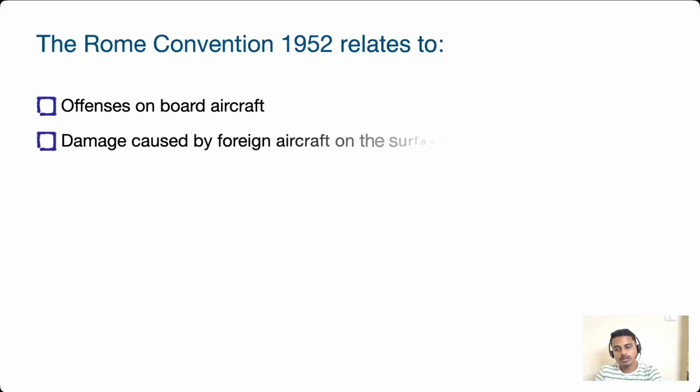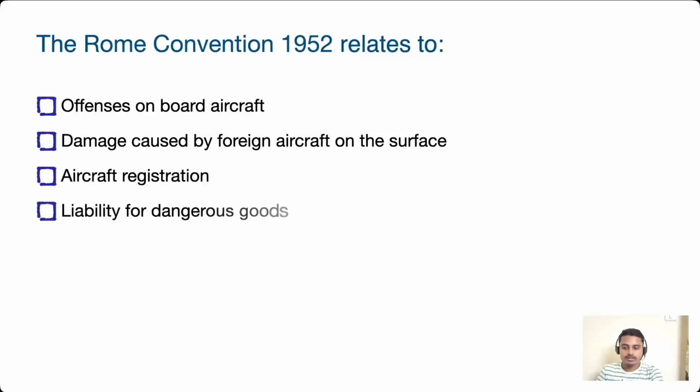The Rome Convention 1952 relates to what? Offenses on board aircraft, damage caused by foreign aircraft on the surface, aircraft registration, or liability for dangerous goods. So the Rome Convention, as discussed in the previous video, covers the damage caused by a foreign aircraft on the surface. Anything that causes damage to the victims on the ground by the foreign aircraft is covered under the Rome Convention. And it was later amended by the Montreal Protocol of 1971.